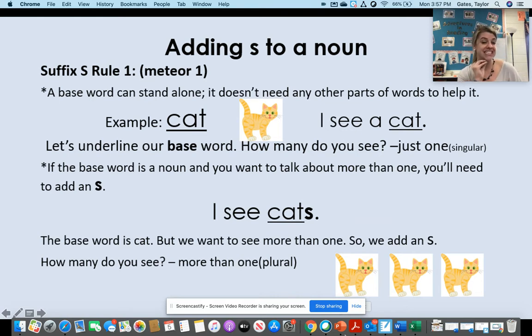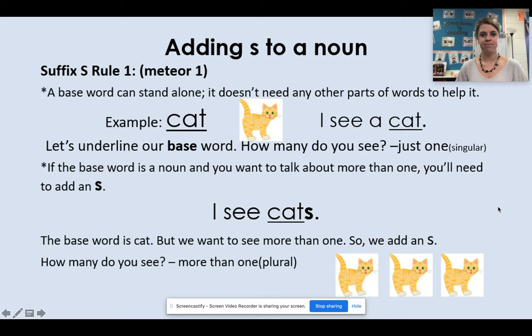Here's another fancy second grade word. That means plural nouns. Singular means one. Plural means more than one. Okay? So if we have our base word, which is cat, and we see more than one cat, we're going to add an S to make it be plural or mean more than one.